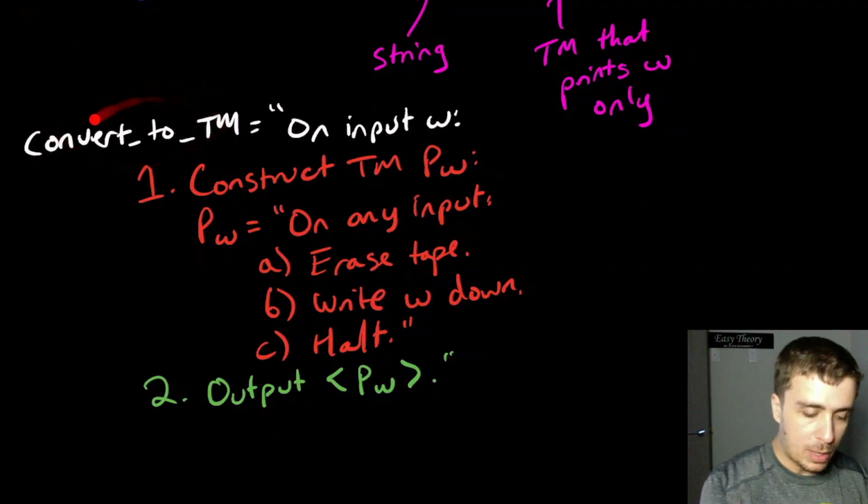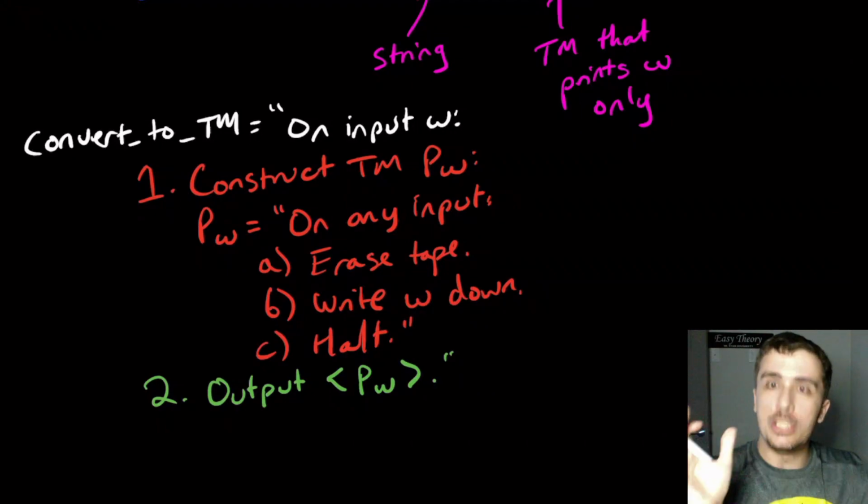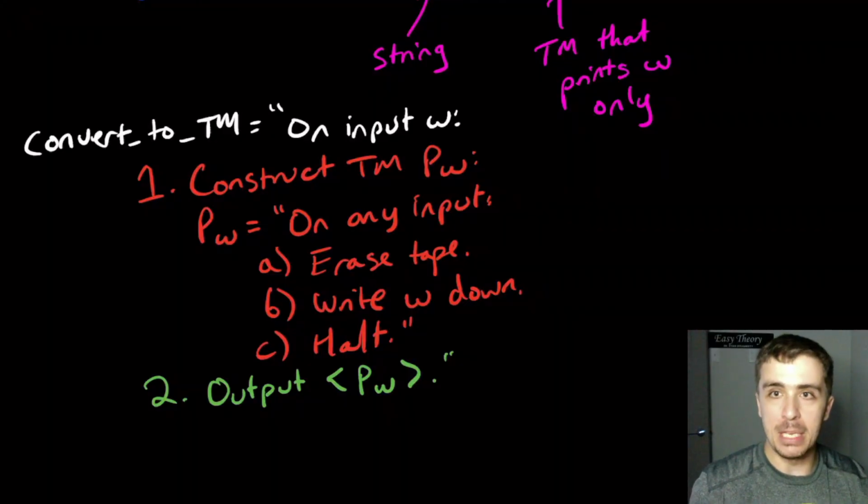So what the convert thing does is it's going to get some input string W on the tape, and then it's going to end with a Turing machine that represents printing W itself, and that's it. And that's how the convert to Turing machine function works. How is this going to be used?